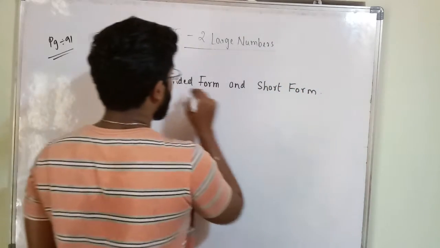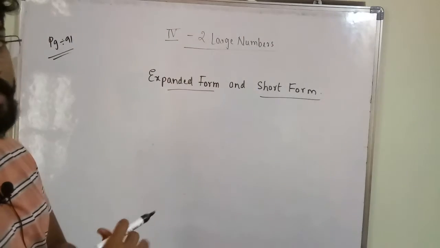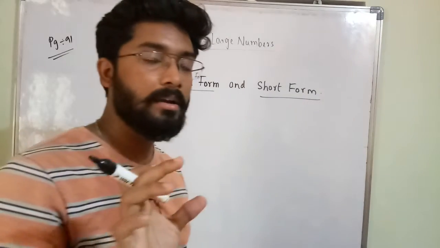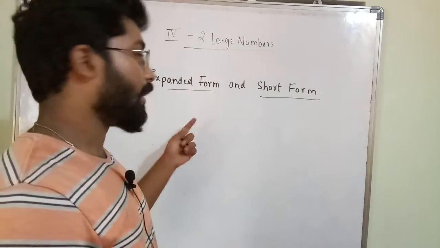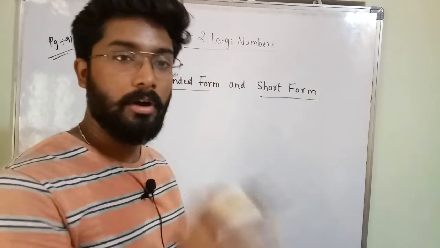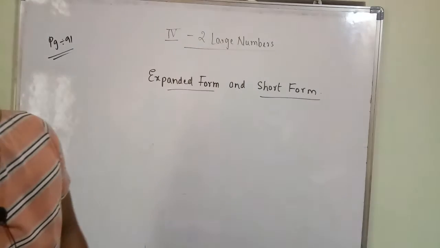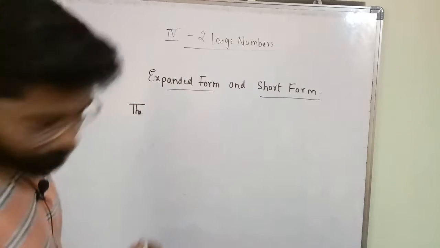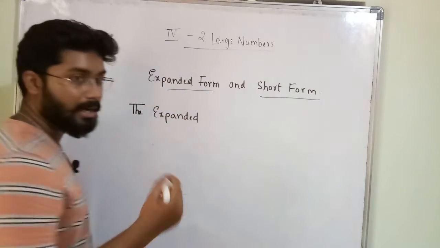So there is a small connection between expanded form and the place value of the digits in the given number. If you find the place value of every digit in the given number and the expanded form, there is a small connection. How? Let us see. I will tell you. The expanded form. So with this sentence you will clearly understand what I am saying.